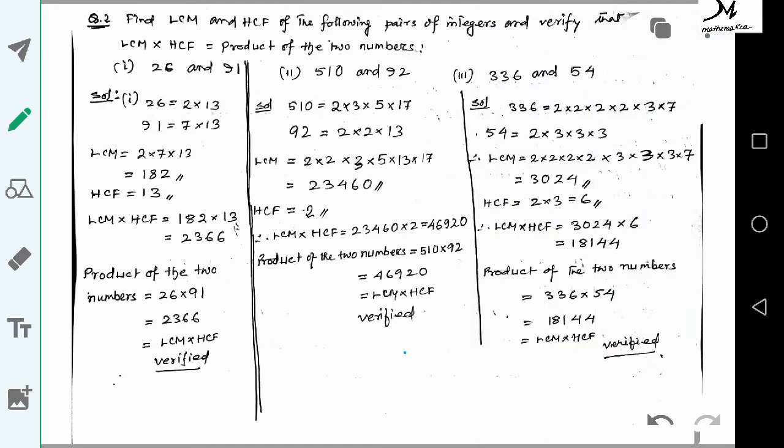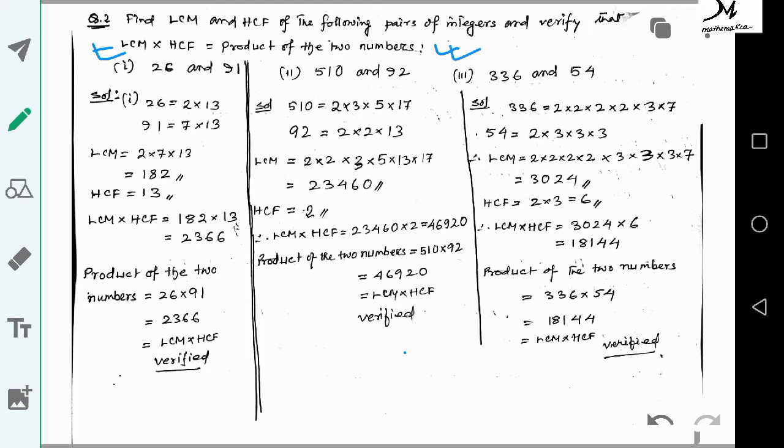Here you see question number 2. Okay, find the LCM and HCF of the following pairs of integers and verify the relation: HCF into LCM is equal to the product of the two numbers. Suppose you have two numbers and you have their LCM and HCF. The LCM and HCF and the two numbers always obey this rule, that is LCM into HCF is equal to the product of those two numbers. Okay, so we have to verify this relationship.